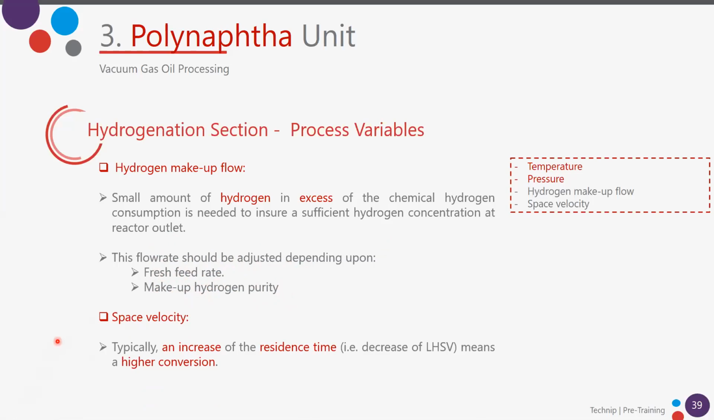And as always, related with the space velocity, typically an increase of the residence time means a higher conversion. If you have more time the feed in the reactor, we have higher conversion. This again, the formula that we have seen several times. The liquid outlet space velocity, it is always the same definition. It is the feed divided by the volume.